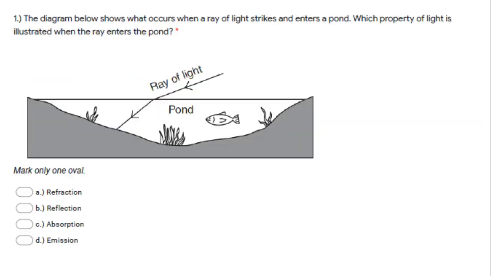Let's get started. All right, so question one: the diagram below shows what occurs when a ray of light strikes and enters a pond. Which property of light is illustrated when the ray enters the pond? Is it A, refraction, B, reflection, C, absorption, or D, emission? The answer is A, refraction.